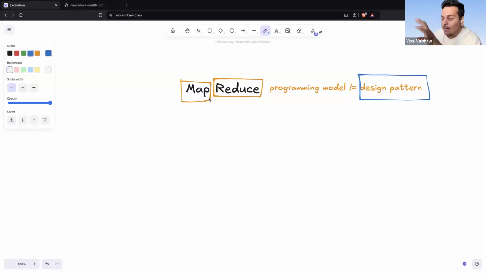So coming back to MapReduce, MapReduce is a programming model, not a design pattern, and it is built on top of two primitives, that is map and reduce. As you might guess, map maps something and reduce reduces the map into smaller subsets.